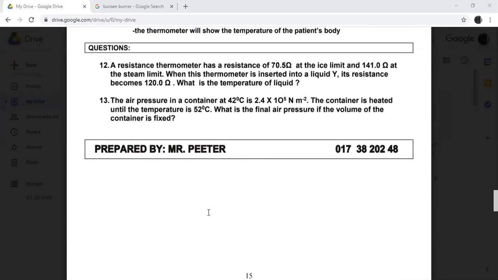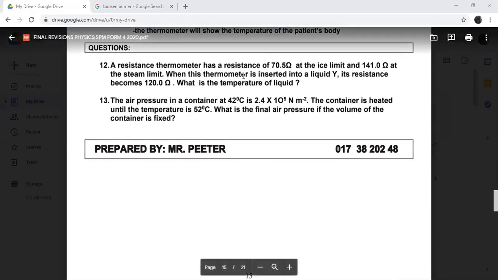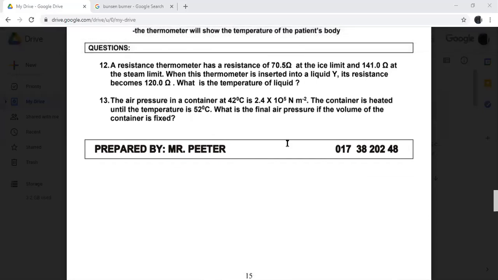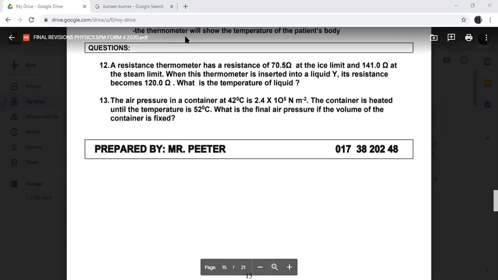All right. A resistance thermometer has a resistance of 70.5 ohms at the ice limit. The ice limit is 0 degrees Celsius, and 141 ohms at the steam limit. The steam limit is 100 degrees Celsius. When this thermometer is inserted into a liquid Y, the resistance becomes 120 ohms. What should be the temperature of the liquid? Okay, let's solve this.